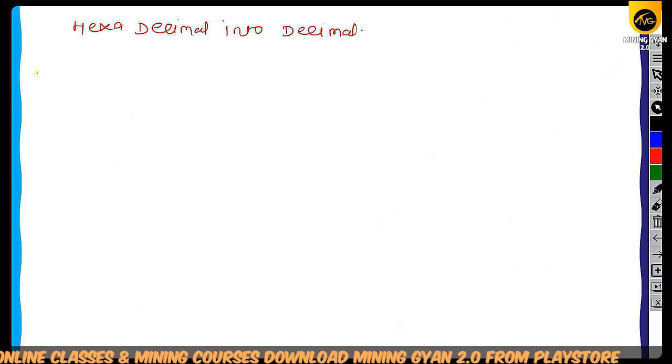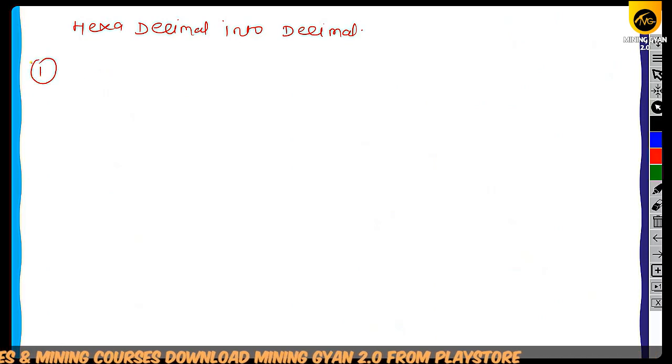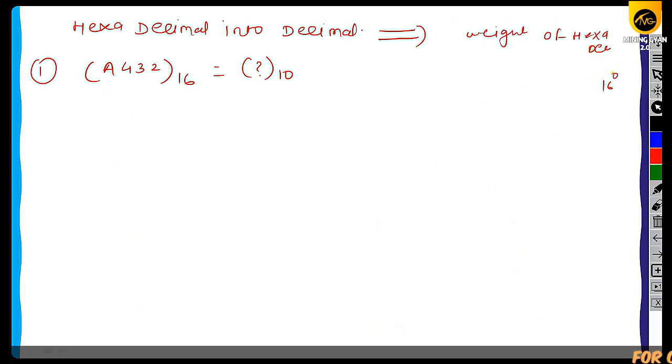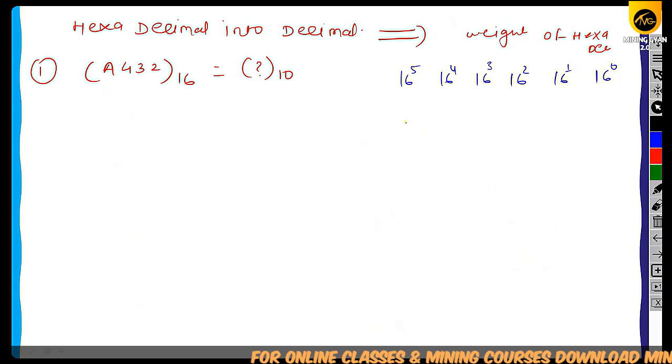Now the last one will be hexadecimal into decimal. Always remember that hexadecimal numbers use some alphabets. Suppose there is a number A432. Always remember the weights of the hexadecimal. The first one will be 16 power 0, the second will be 16 power 1, then 16 square, 16 cube, 16 power 4, and 16 power 5.